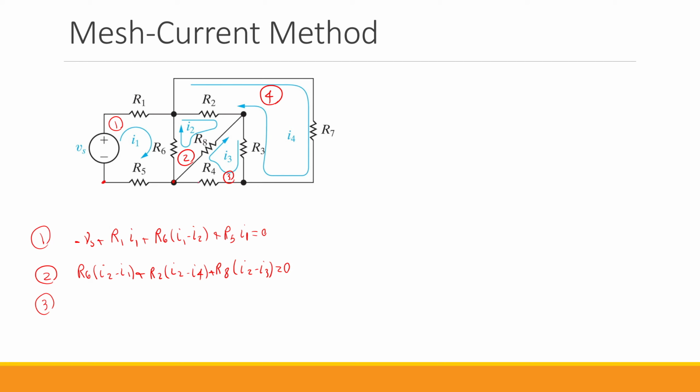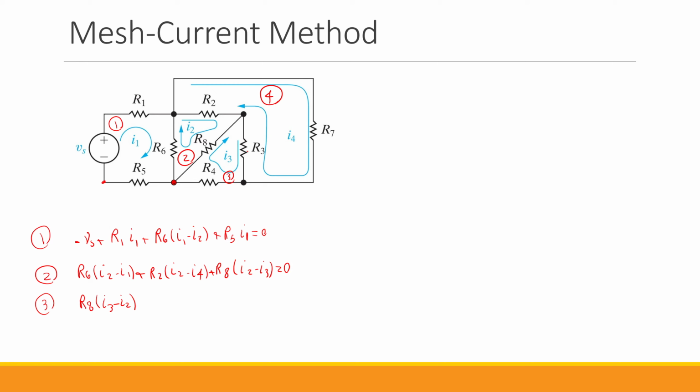Now let's just do the same for R3, for mesh 3. So I start from this point again. We go through R8. So the net current in the direction of I3 through R8 is going to be I3 minus I2.